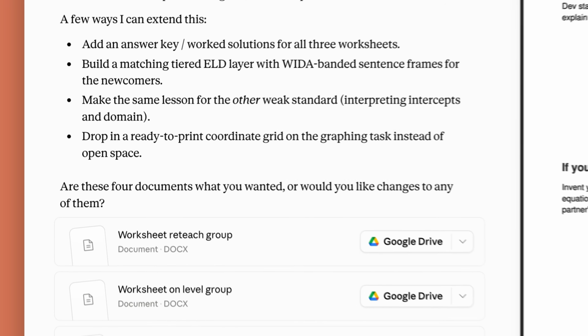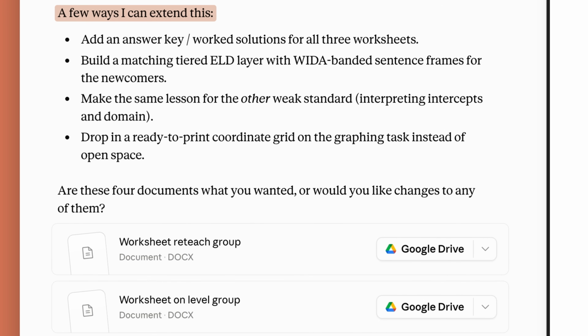Before it finishes, Claude asks me about a few small changes it could make, and I pick the ones that fit my classroom. Claude helped with the analysis and planning, and what reaches my kids tomorrow is my call.